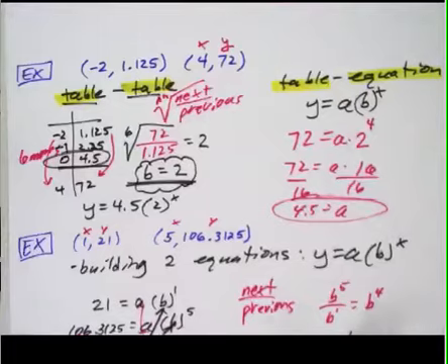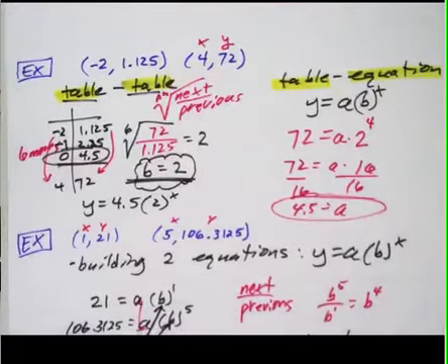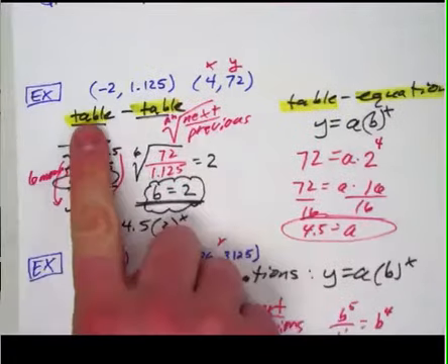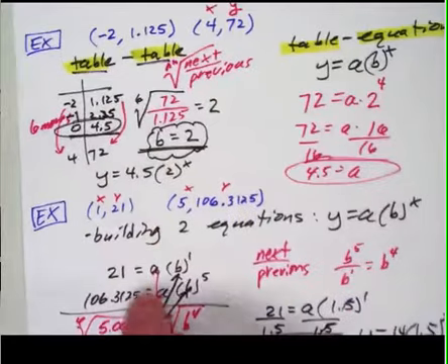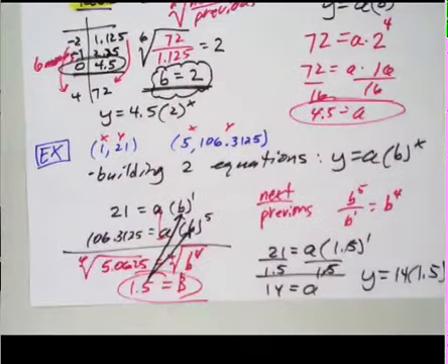So now you can see how to write equations for exponential functions given 2 points. You can either start with the table and work on it, or you can start by building two equations and divide the next equation by the previous equation.